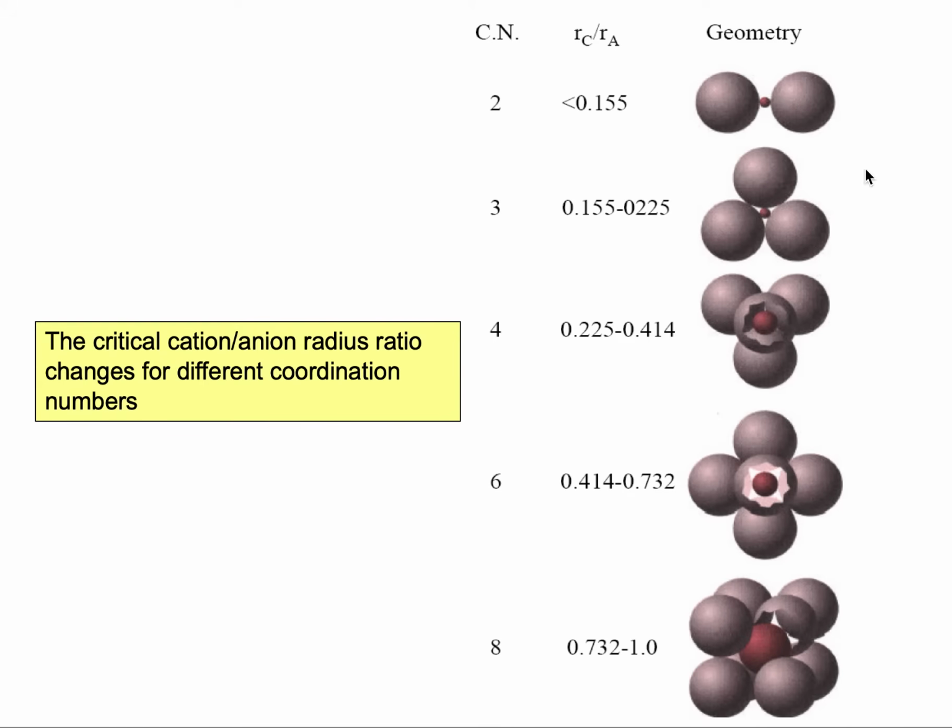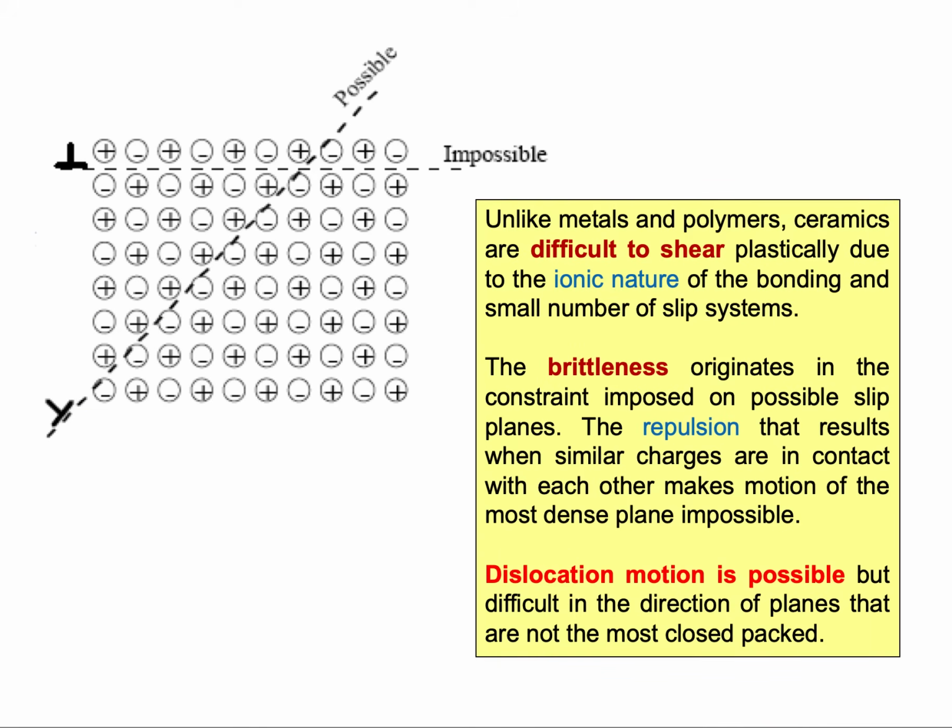Keep in mind, ceramics are made of ionic bonding mostly, and you have a cation in the middle and anions surrounding that cation. The ratio of the radii of the cation to the anion is an important ratio to determine stability for ceramics. It's very important. One more thing, with ceramics, unlike metals, they're difficult to shear plastically, so you can't have slipping and sliding. It's very hard and even near to impossible in specific planes.